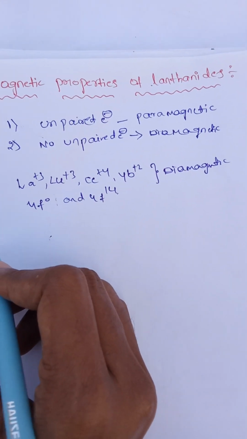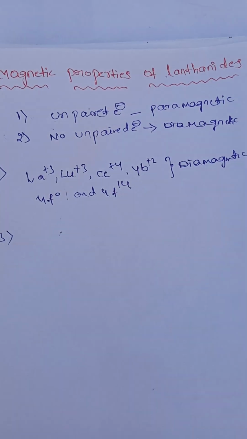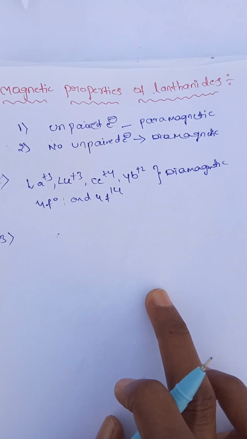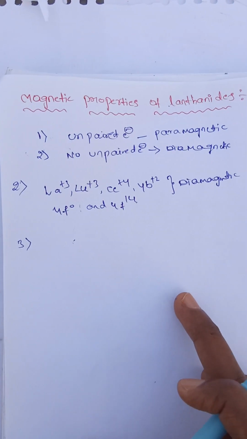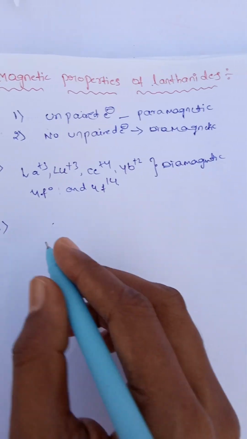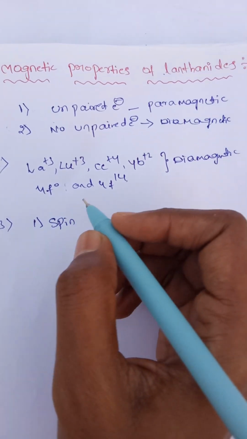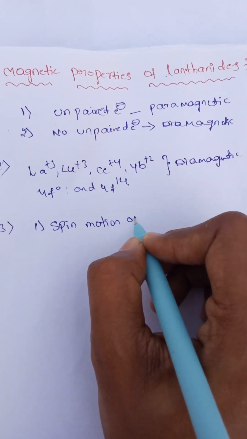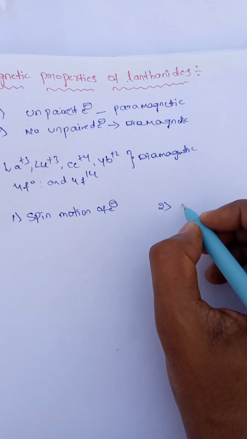And the third point is, the magnetic moment originates from two kinds of motions of the electrons. So here, for the magnetic properties, we have 2 motions. That means one is spin motion of the electron, and the second one is orbital motion of the electron.